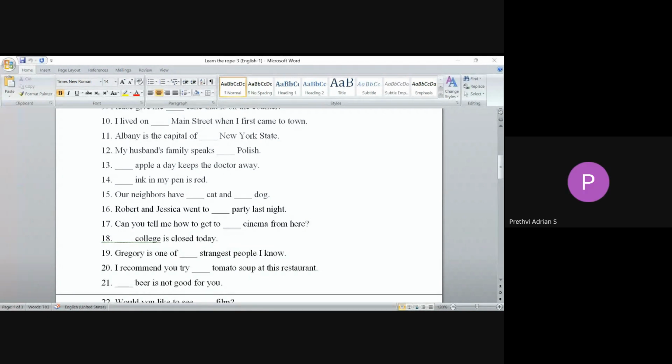Ma'am, the sentence can be divided into two halves. One is an apple a day and the other is keeps the doctor away. So using the apple a day will not be correct because they're already specifying a day.